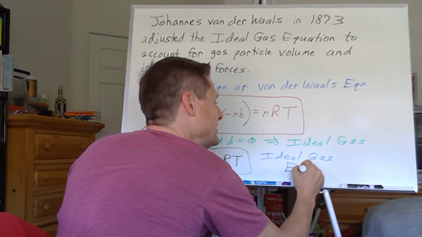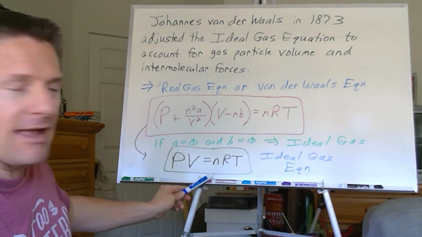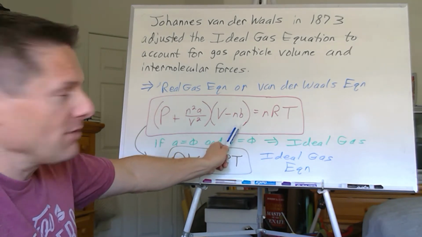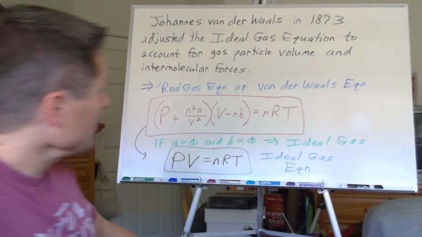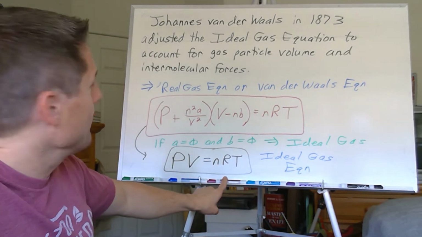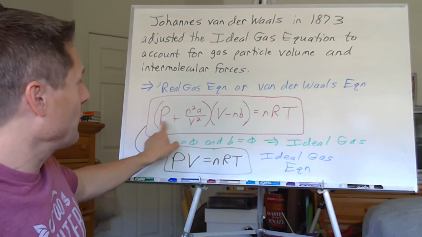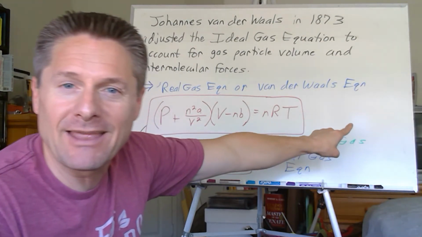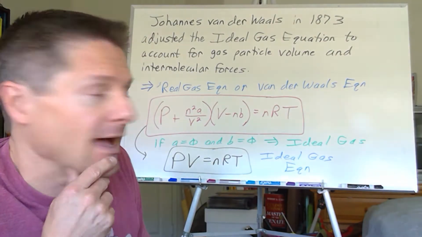Hopefully you can appreciate the relation between the real gas equation and the ideal gas equation. Account for gas particle volume, account for intermolecular forces of attraction, right? So really what happens, if you solve for pressure, pressure would be nRT over V, right? So if we do nRT over V minus nb, to get the pressure, you have to subtract that to the other side. So it's really a corrective factor that reduces the pressure, which is kind of nice.